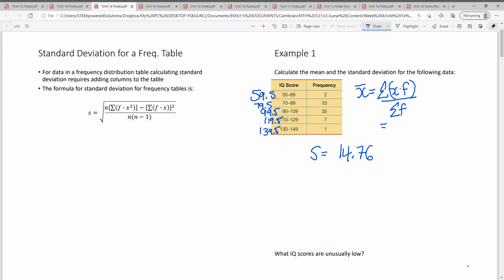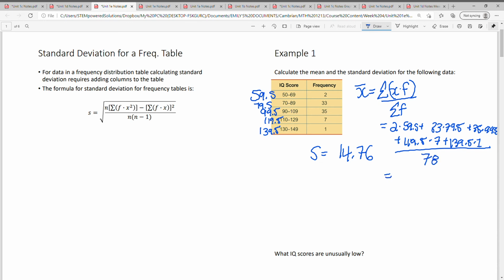So the frequencies, which would be 2 times 59.5 plus 33 times 79.5 plus 35 times 99.5 plus 119.5 times 7 plus 139.5 times 1 over the sum of all the frequencies. So the sum of all frequencies is 2 plus 33 plus 35 plus 7 plus 1 equals 78.